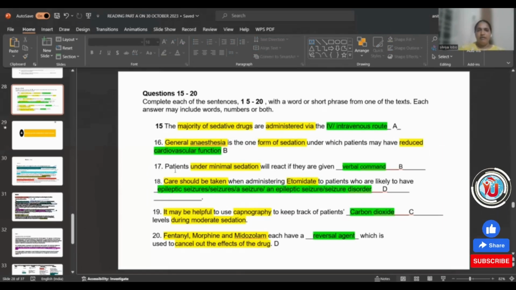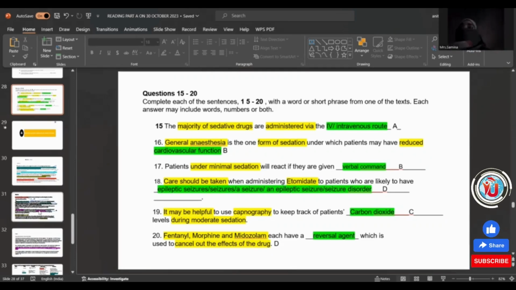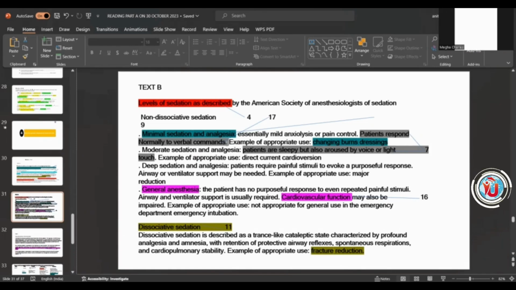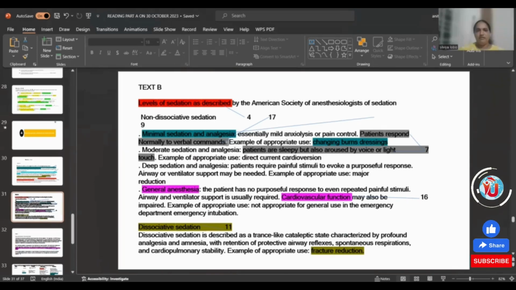Next question. Patients under minimal sedation will react if they are given dash. Here, the keyword is minimal sedation. So we can see in text B. Yeah, here it is. Minimal sedation is essentially mild anesthesia or pain control. The patient responds normally to verbal commands. So the answer is verbal commands.